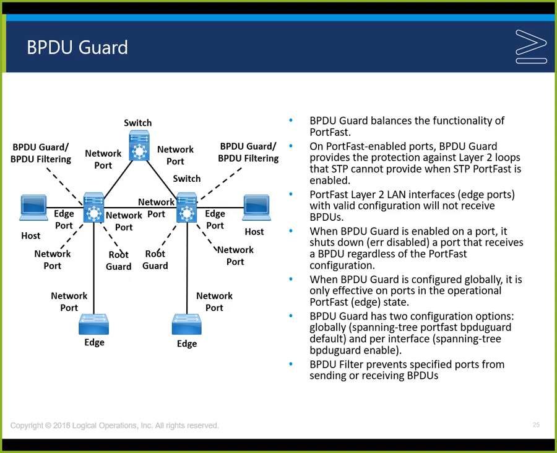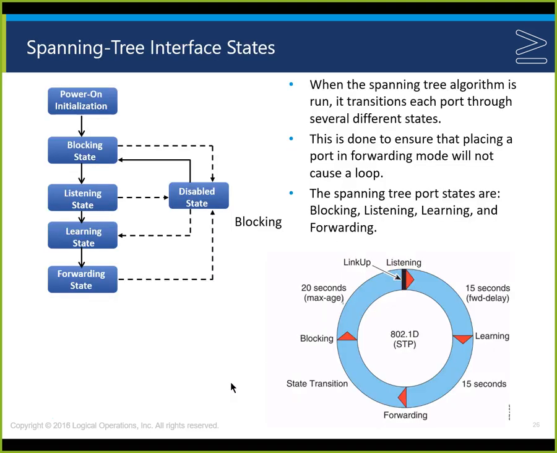Two configuration options. Globally, SpanningTree portfast BPDU guard default, and then per interface SpanningTree BPDU guard enable. I didn't put the SpanningTree portfast in front of it, the BPDU guard. BPDU filter prevents specified ports from sending or receiving BPDUs by putting them into the error disabled state.